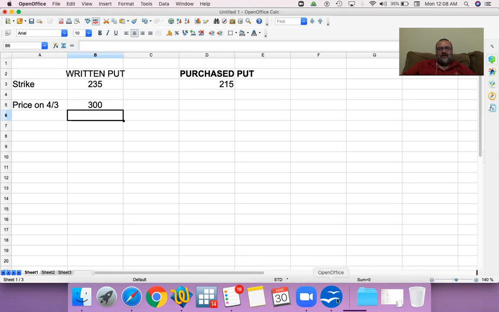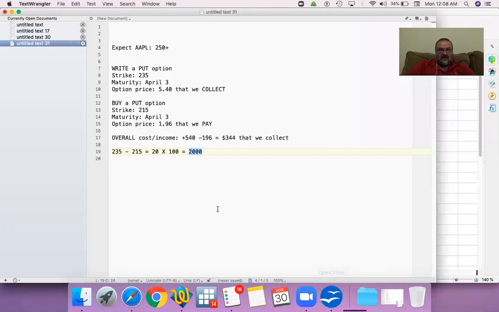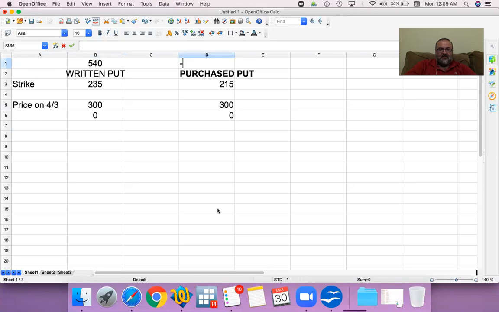Well, the written put will have no value, so we don't actually lose any money. And on this one, again, we don't lose any money. Since the written put, we collected $540, and then on this one we paid $196. So overall, we are collecting $344. We get to keep our $344.